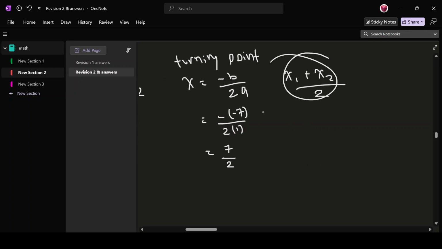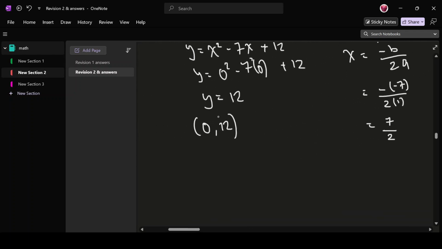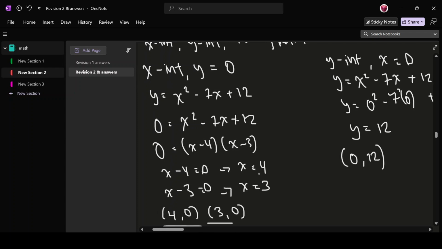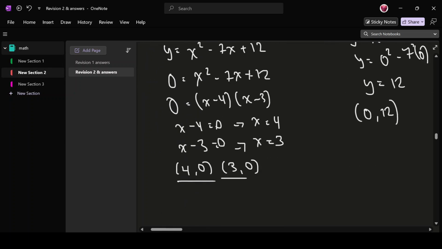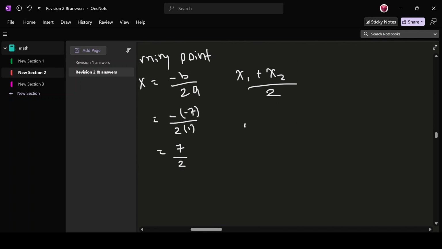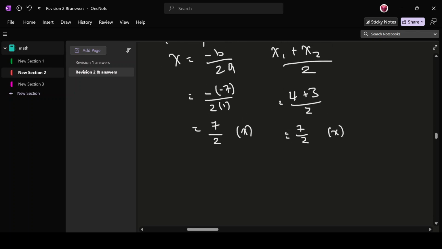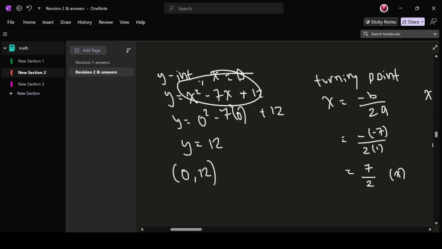Or you can use this formula where you add up the x values of the x-intercepts and divide by 2. So let's take a look at our x-intercepts for a second. (4, 0) and (3, 0). The x values are 4 and 3, so we input that. 4 plus 3 over 2. 4 plus 3, that's 7. And yeah, we get the same answer. That's the x value. When we want to find the y value, we just input the value of x into our same equation.